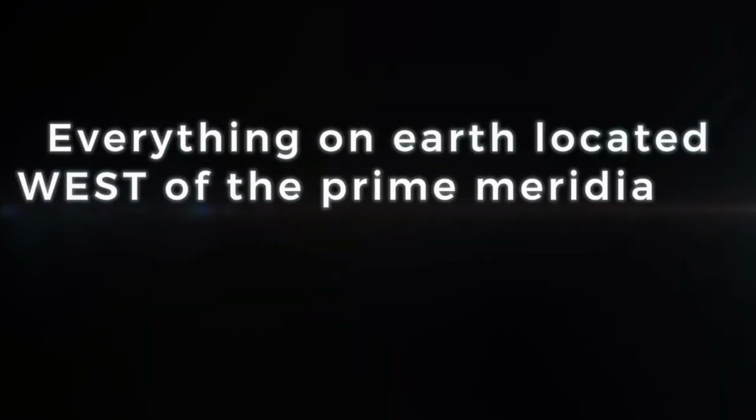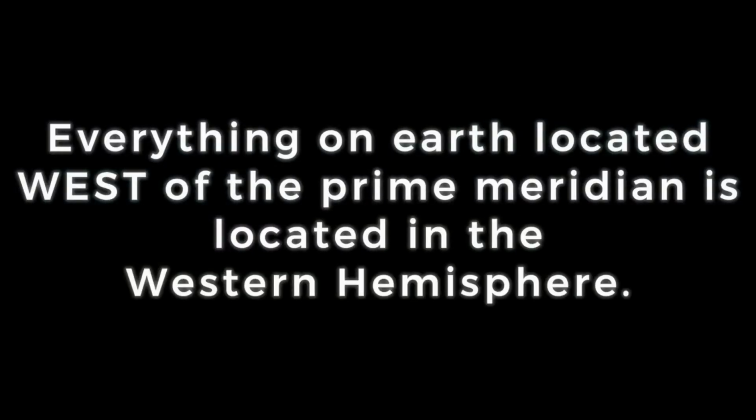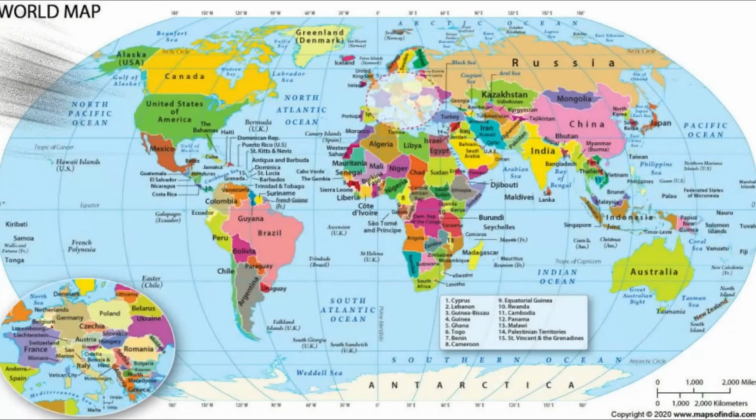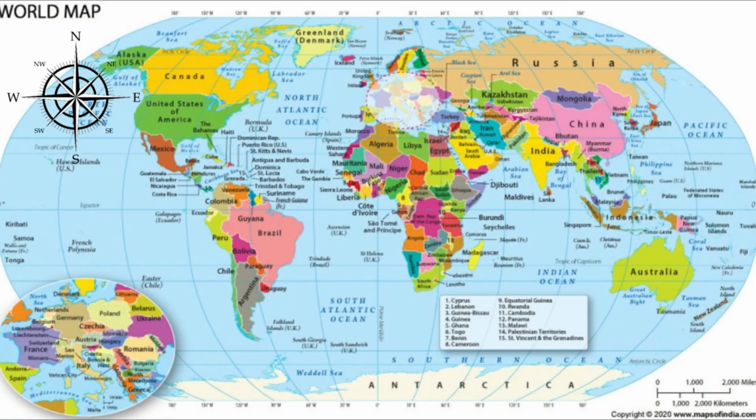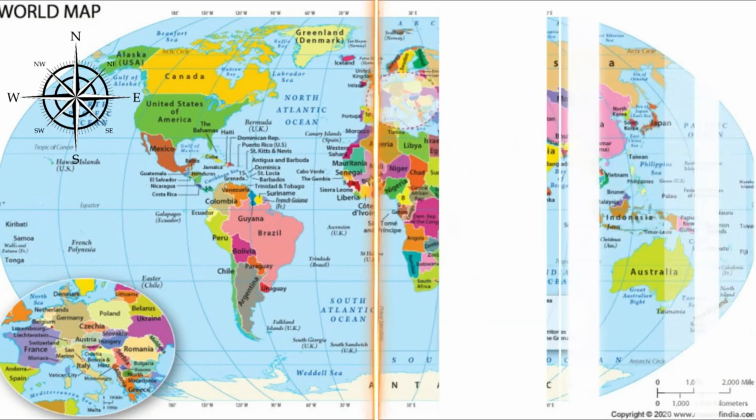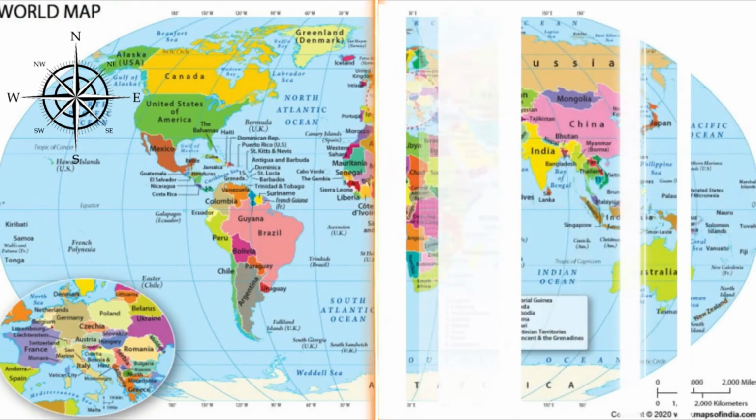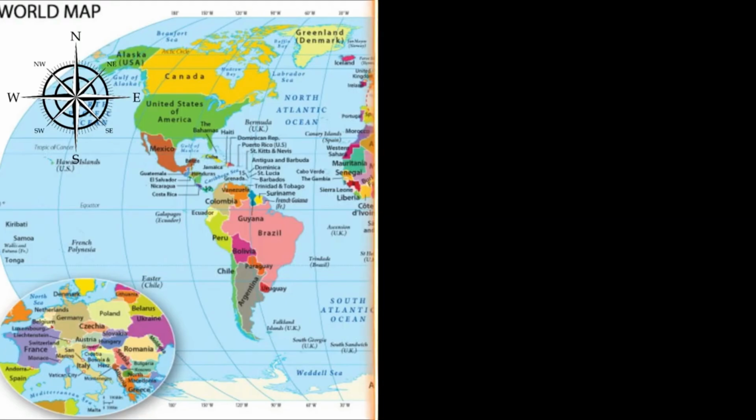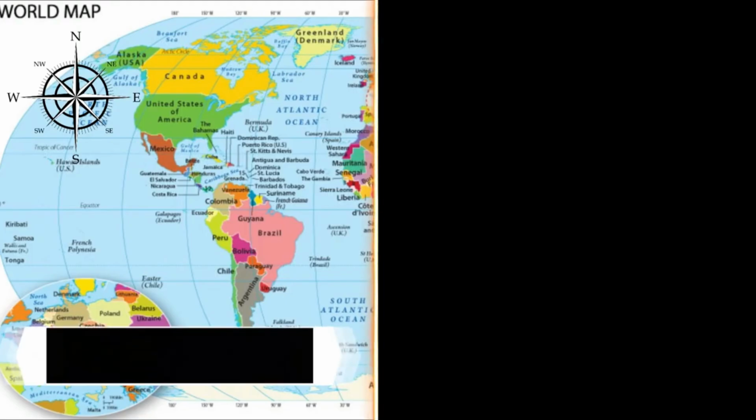The western hemisphere. Everything on Earth located west of the prime meridian is located in the western hemisphere. Again, we'll show the prime meridian and just look at everything west of the prime meridian. Everything located west of the prime meridian is located in the western hemisphere.